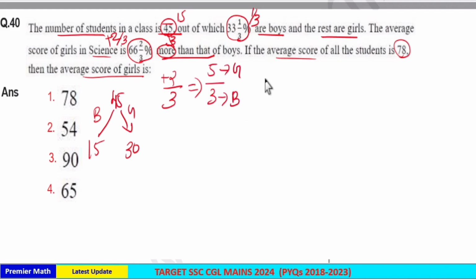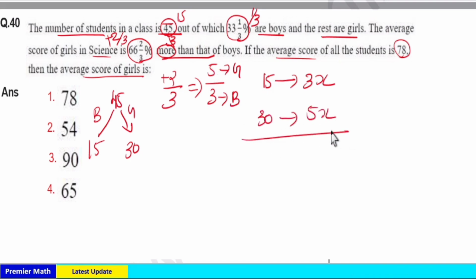Now there are a total of 15 boys, and for these 15 boys the average score in science is 3 parts. I'll take it as 3x. And for 30 girls the average score in science is 5 parts. I'll take it as 5x. And we already know total students are 45 and the total students' average score in science is 78. Now from this data I'll get a value, and if you equate that value to 78 you will get the answer.